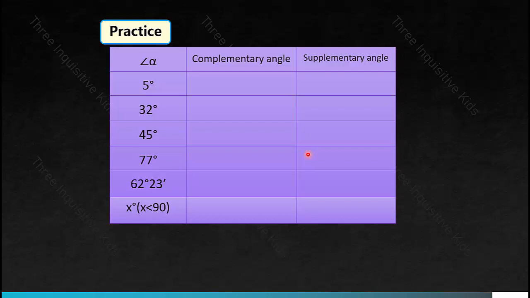Now let's do some practice. Here we have an angle, and I want you to fill out the corresponding complementary and supplementary angles to that angle. So this would be 85 and 175, and you can pause the video if you want to fill it out first by yourself. 58 and 148, and their corresponding values are all right here. And remember, this is a minute, and a minute is just 1/60th of a degree.